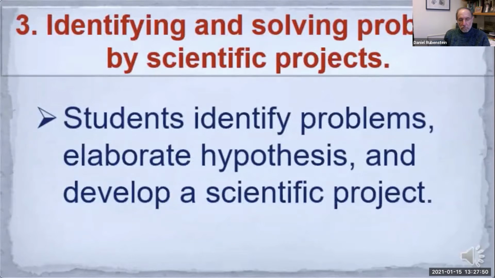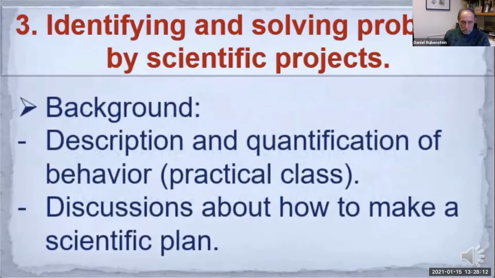This type of class lasts around two-thirds of the discipline, and in the last third of the discipline, students have to use that theoretical approach, and then identify problems, elaborate hypotheses, and develop a scientific project. During this phase, I give them a background about description and quantification of behavior, using practical classes, and discussions about how to make a scientific plan.